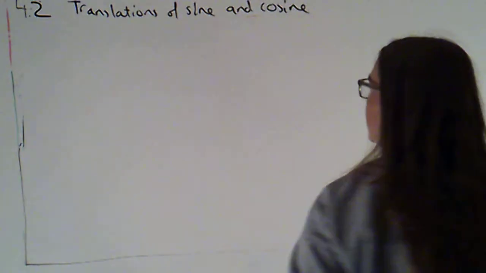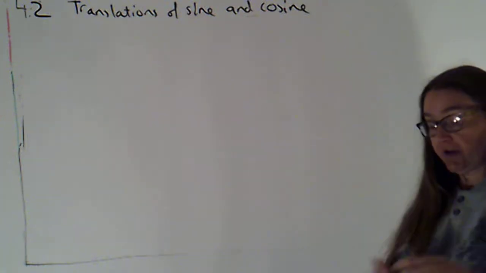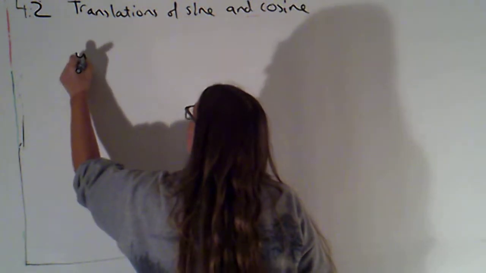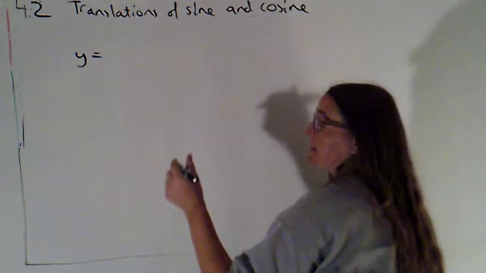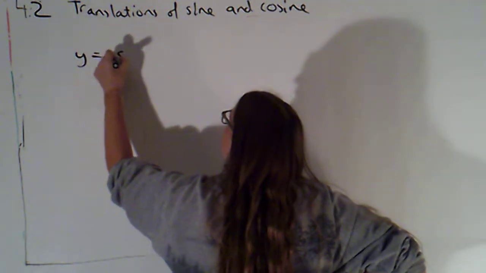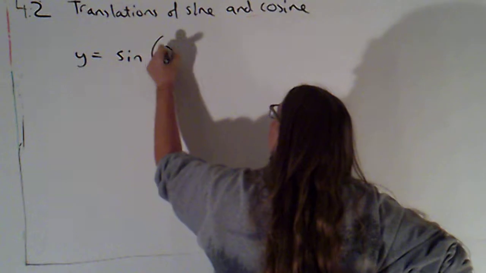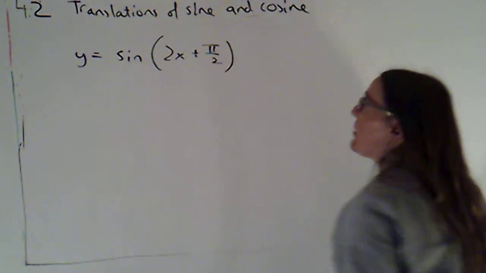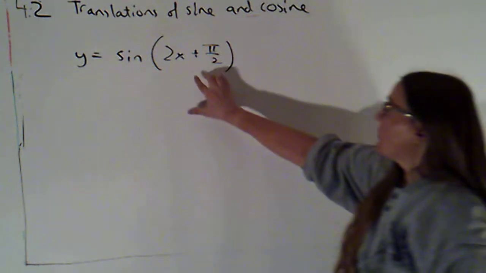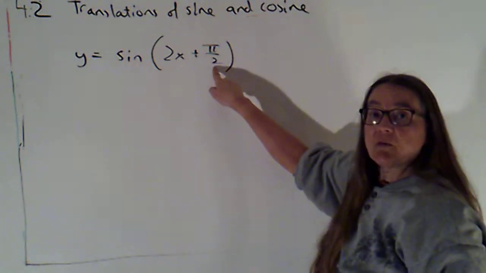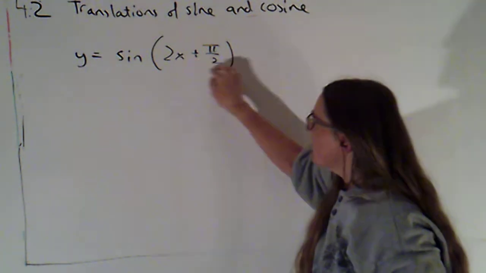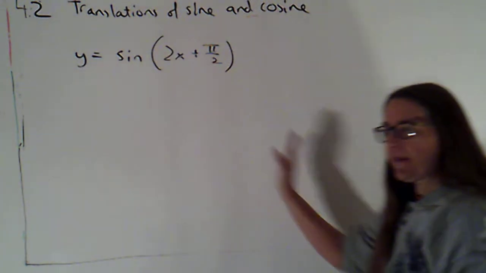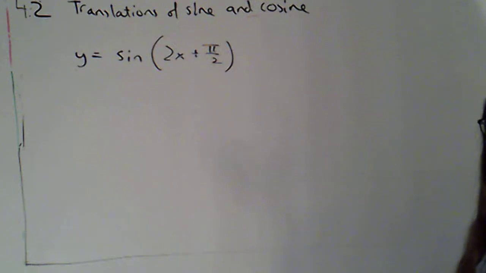In the last video, we took a look at a combination of two different vertical transformations. I want to take a look now at a combination of two different horizontal transformations. So let's suppose I have y is equal to sine of 2x plus pi over 2. So notice I'm multiplying by 2 and I'm adding pi over 2. And I'm doing both of those things before I plug into sine. So they're affecting the input, they're going to affect the graph horizontally.